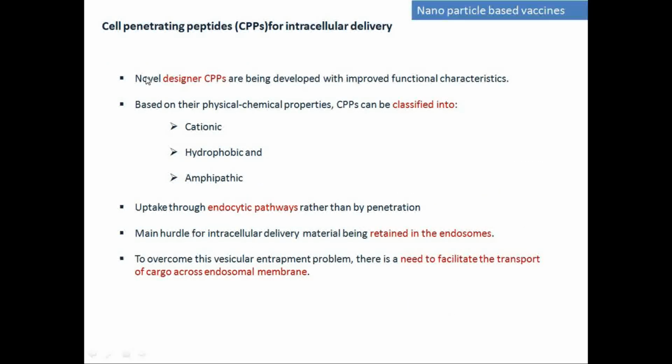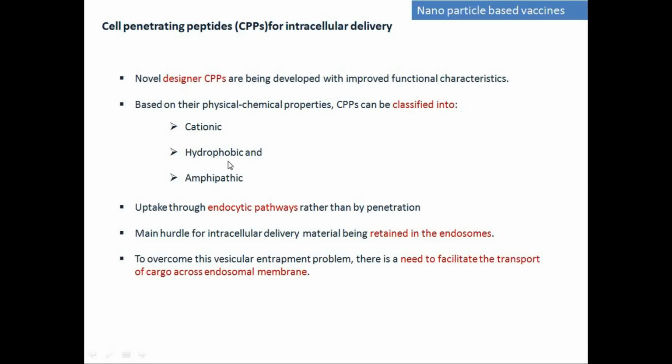Now, based upon this discovery, several novel designed peptides have become available with improved functional characteristics depending upon the type of cargo involved. Based upon the physical as well as chemical properties, there are several classifications available. If the peptide is highly positive, it can be categorized as a cationic cell penetrating peptide, whereas if it is highly hydrophobic, then we can categorize it as a hydrophobic cell penetrating peptide. When your peptide contains both hydrophobic and hydrophilic components, that can be categorized as an amphipathic peptide. Based upon these physical and chemical properties, these peptides can follow different delivery mechanisms as well as delivery routes within the cells.